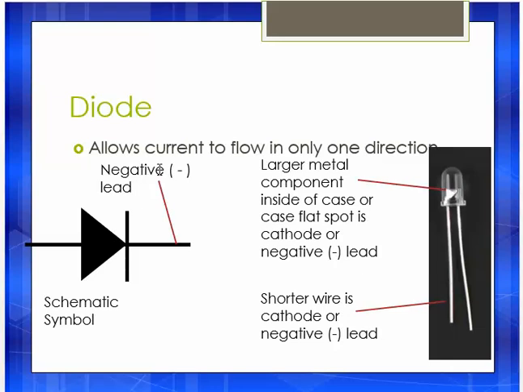Okay, some things I'm going to talk about real quickly here. A diode allows current to flow in only one direction. We used an LED, which is not exactly a diode, but it kind of served the same purpose for the lab that we're doing. But I don't want you to confuse those two. A diode and an LED are not the same. Again, a diode allows current to flow in only one direction.